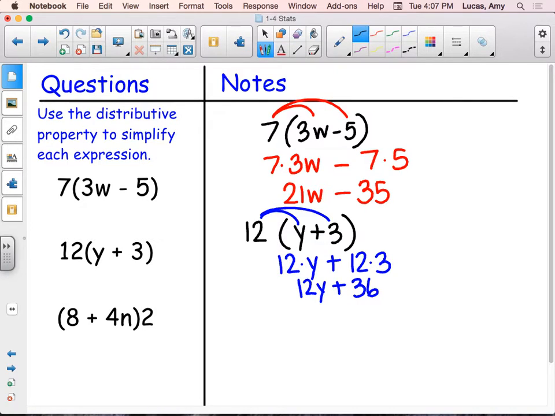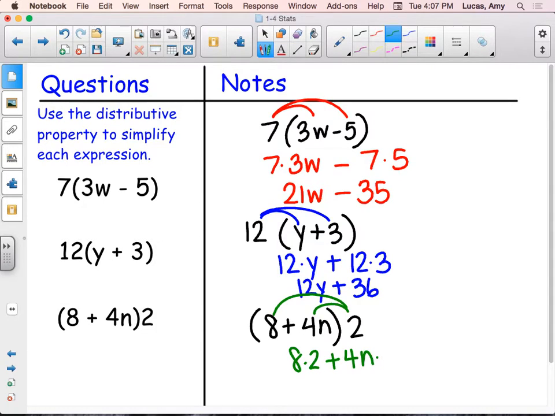Our next example is 8 plus 4n, times 2. And notice on this one, the 2 is written after the parentheses. That does not matter. It still means it's being multiplied. So if I multiply 8 times 2 plus 4n times 2, I will get 16 plus 8n.